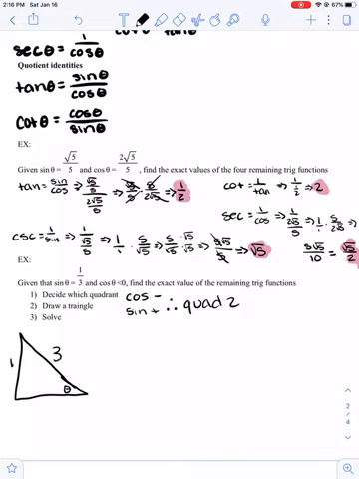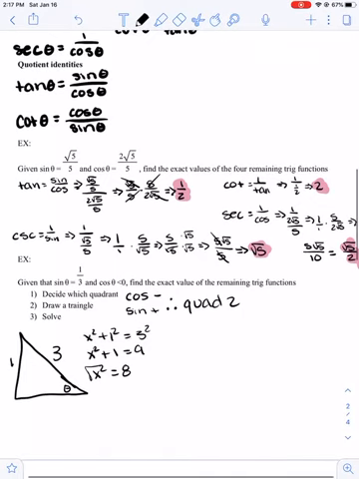And now I've got to find that missing side. And to find that missing side, I'm going to use the Pythagorean theorem. So x squared plus 1 squared equals 3 squared. x squared plus 1 equals 9. x squared equals 8. Take the square root of that. And x equals 2 root 2.